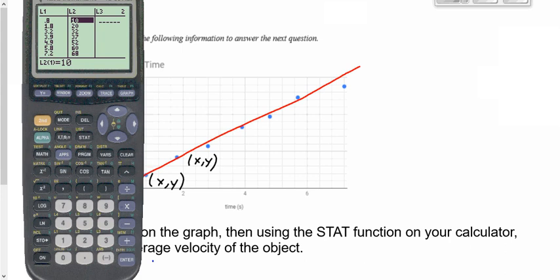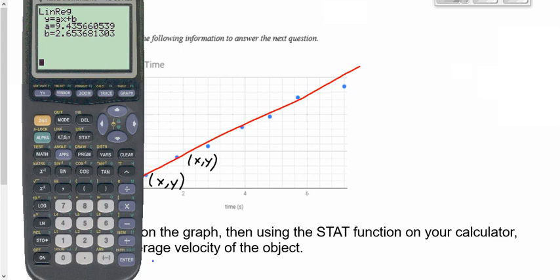Stat, calc, 4. Stat, calc, 4. So now I'm going to go stat, go over here to calc, and then go down to option 4. Have to hit enter a couple times, maybe 3 or 4 times, depending upon which calculator you have. In this case, my slope is 9.44, and my y-intercept, b value, is 2.65. Does that make sense?